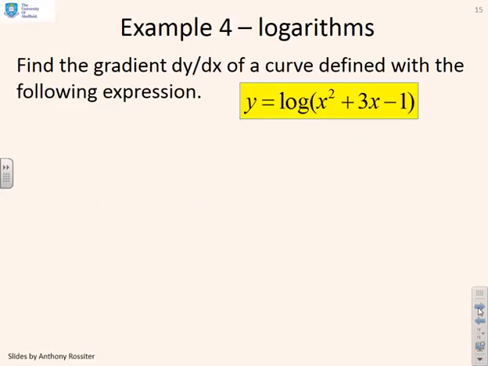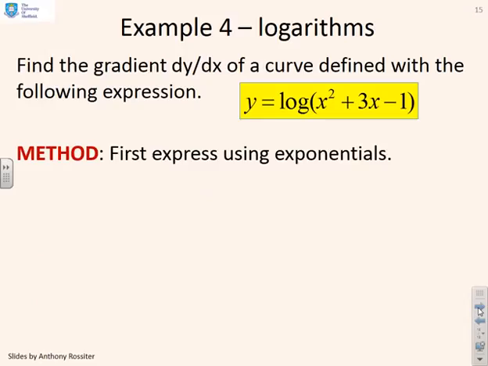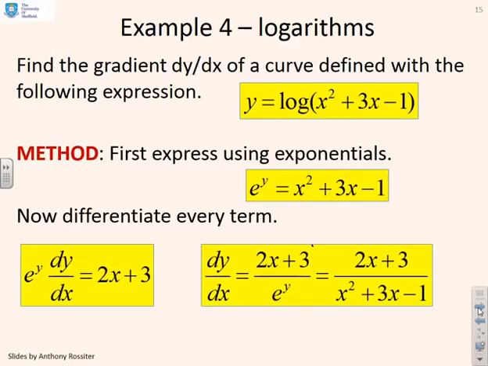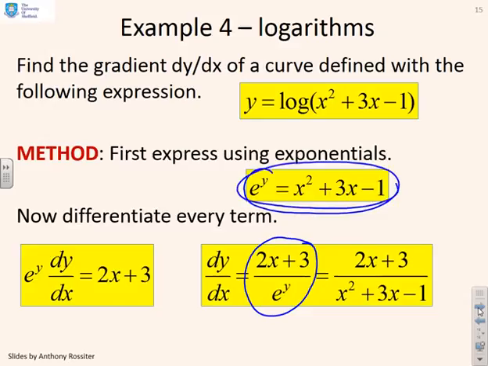What about logarithms then? Find the gradient dy dx of a curve defined with the following expression. And here, what I'm going to do is use the inverse function. So first express using the inverse function or using exponentials. So I get e to the y equals x squared plus 3x minus 1. So now I'm going to differentiate every term with respect to x using the chain rule where required. So I get e to the y dy dx equals 2x plus 3, or dy dx equals 2x plus 3 over e to the y. I can then substitute in for e to the y from here, and I get dy dx is 2x plus 3 over x squared plus 3x minus 1.